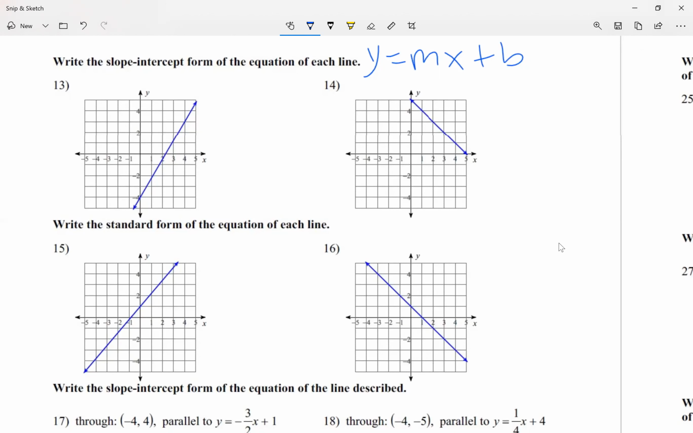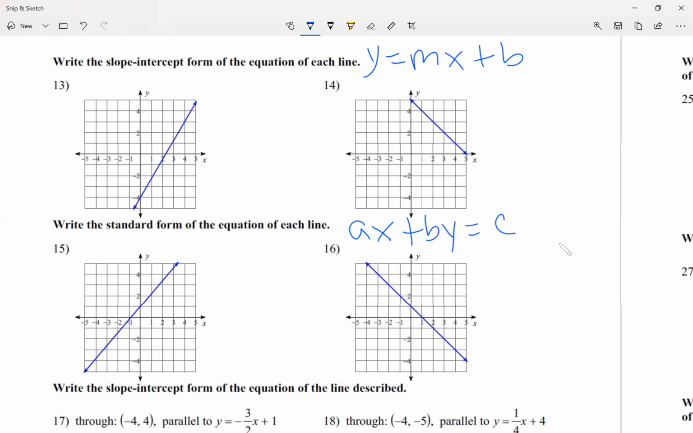And then we also talk about a standard form. Standard form is in the form ax plus by equals c. A, b, c are just numbers, but with no fractions, right? The a, the x, and the y were both on the left side. Now, this is what we're going to start with.